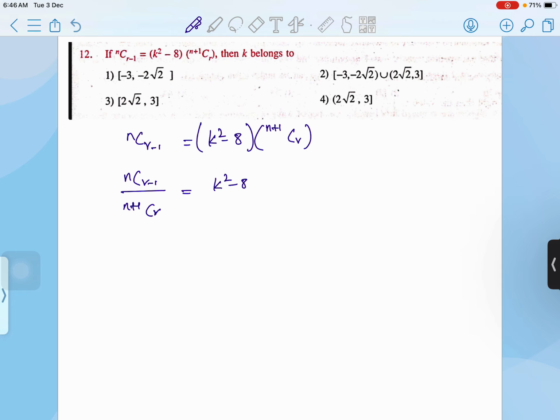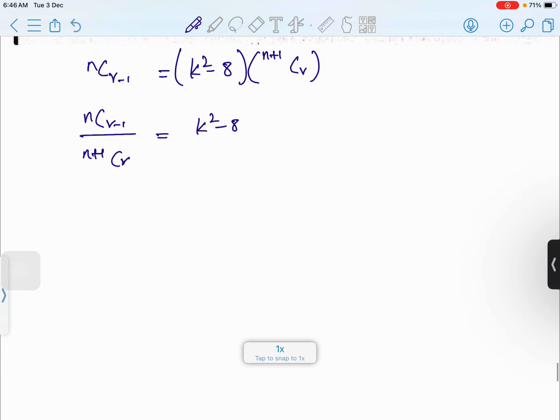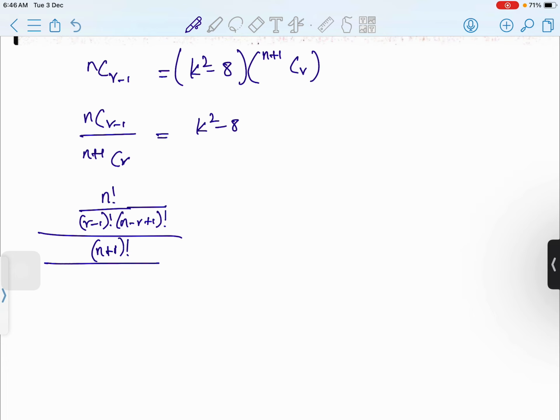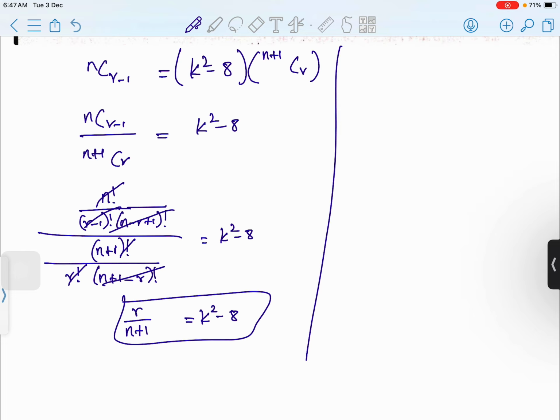So we'll write n factorial by (r minus 1) factorial by (n minus r plus 1) factorial, whole divided by (n plus 1) factorial by r factorial by (n plus 1 minus r) factorial, equals k square minus 8. These terms are equal. Here n factorial, n plus 1 factorial also, the remaining n factorial terms cancel, r minus 1 cancels. You put the reciprocal, r by n plus 1 equals k square minus 8. This only we need to find.